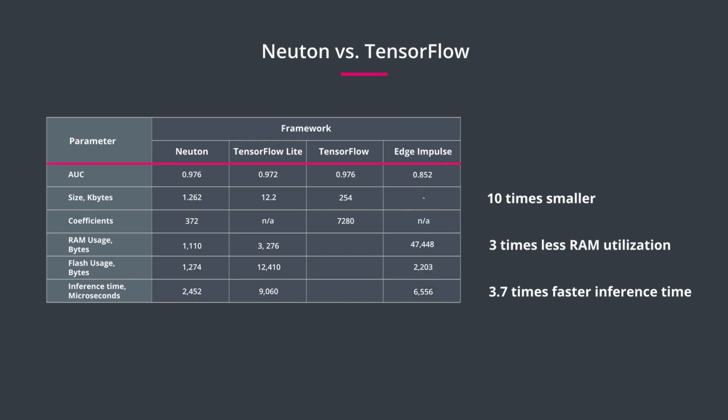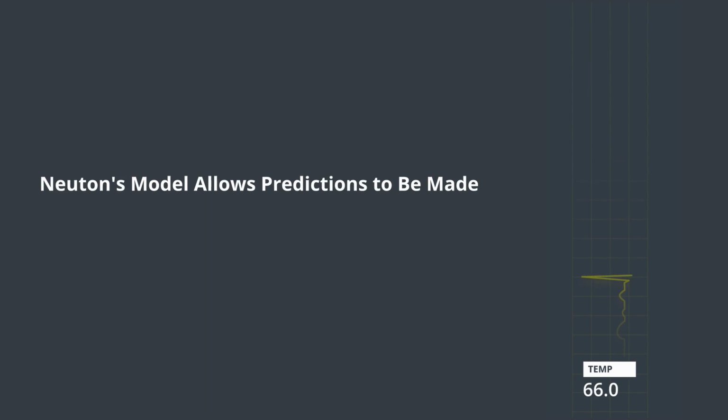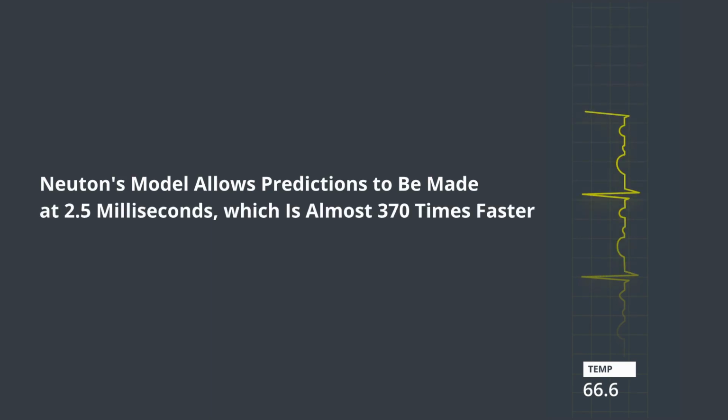We also considered other comparable solutions such as Edge Impulse, which is TensorFlow Lite under the hood, however eliminates the usage of an interpreter to decrease memory usage and inference time. Nevertheless, we still experienced lower model accuracy and increased inference time and still a materially larger model size than Newton. And most importantly, working with Newton does not require any special qualifications and implies little human effort to launch similar projects. Newton's model allows predictions to be made at 2.5 milliseconds, which is almost 370 times faster than the average heart rate.